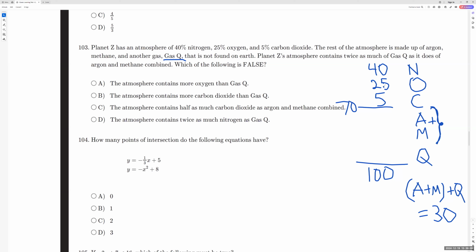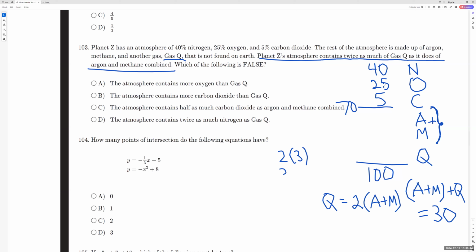Okay, so this is it. Planet Z atmosphere contains twice as much of gas Q as it does argon and methane combined. So we're combining A and M, and yet Q is twice A and M. So Q is equal to twice the amount of argon and methane. If I want to separate this into quantities, 2 times A and M is like, if you have 2 times 3, you can say that that is 6, or that it is 3 plus 3, right? Either way is 6. That has nothing to do with the problem, but I'm showing you that I'm writing the 3 twice.